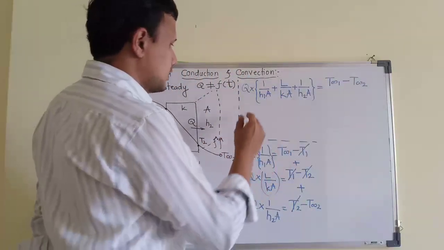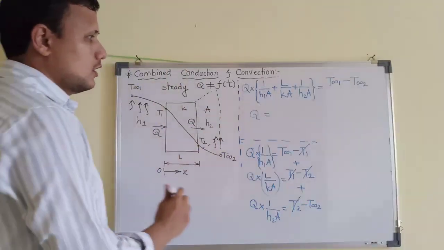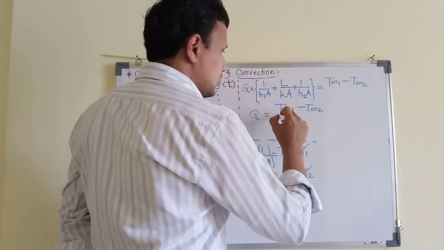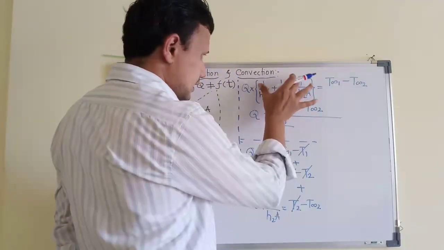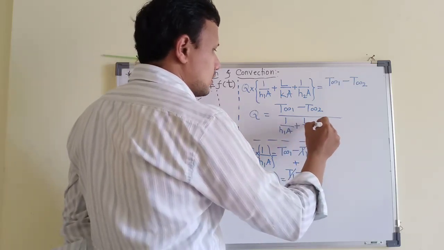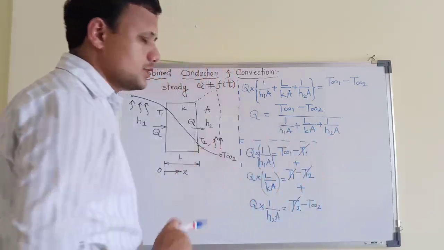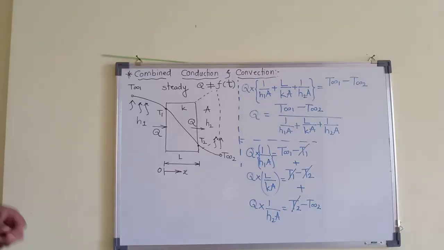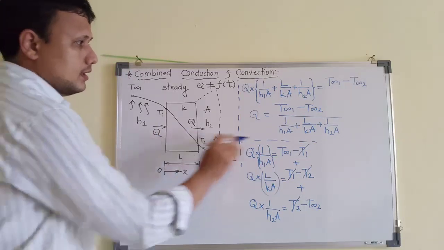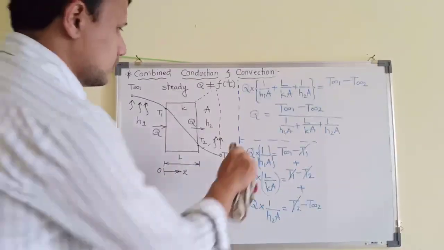Now I will finalize this equation. I am interested only in the rate of heat transfer for such arrangement. So I can write Q is equal to T infinity 1 minus T infinity 2 divided by, this entire bracket goes on that side, 1 upon H1A plus L upon Ka plus 1 upon H2A. If we observe properly, these quantities are nothing but individual thermal resistances. This one is convection resistance on left side, this is conduction resistance, and this is convection resistance on the right side. So simplifying, what can we write?